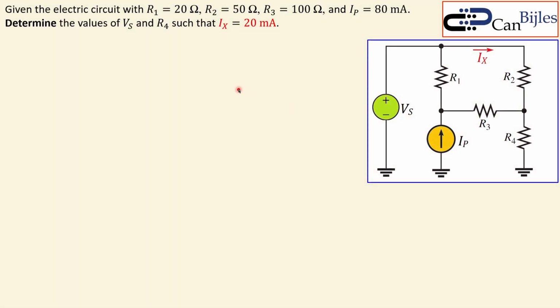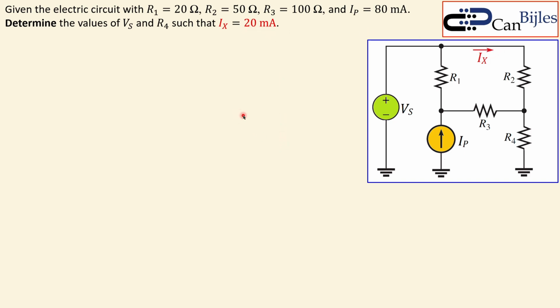So this is the circuit we have given. There's an electric circuit given here with R1 of 20 ohms here, and R2 of 50 ohms, that's here, and also R3 of 100 ohms. There's also a current source given of 80 milliamps. In this case, we want to determine the values of Vs and the R4 such that the Ix that's shown here, going from left to right in this branch, is 20 milliamps.